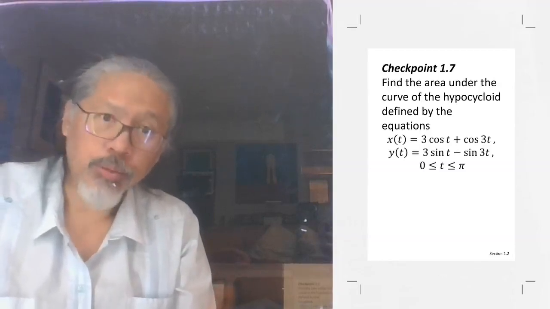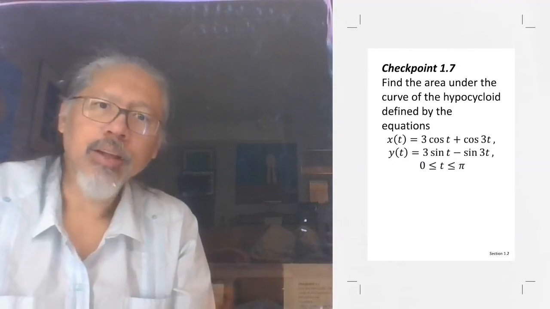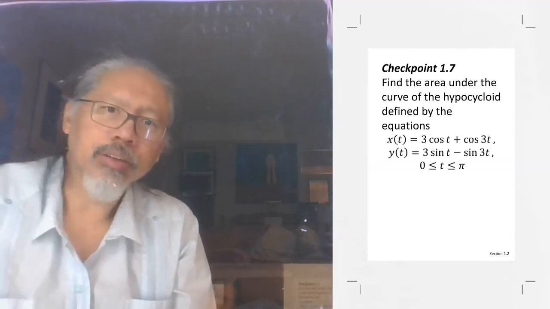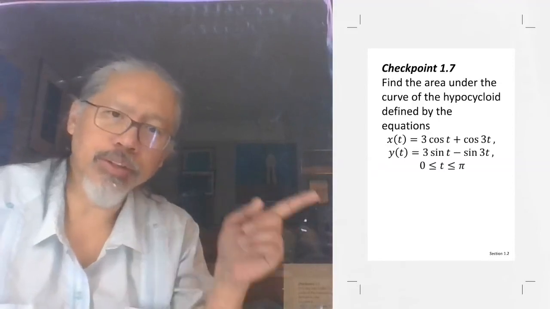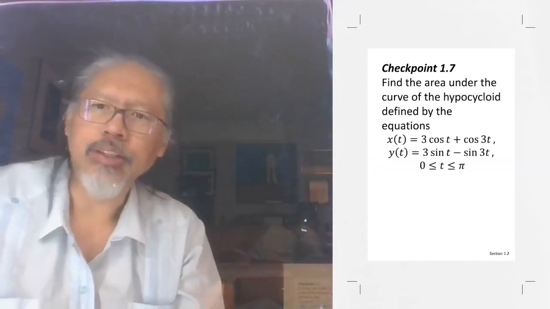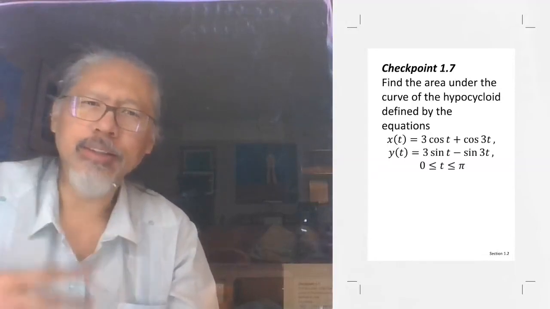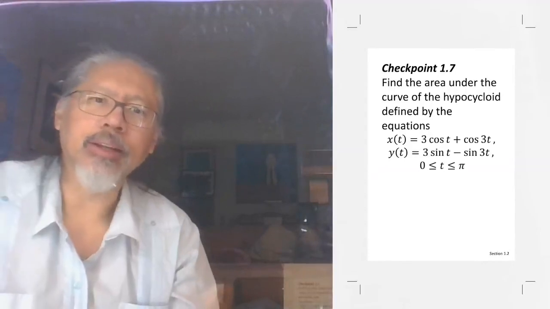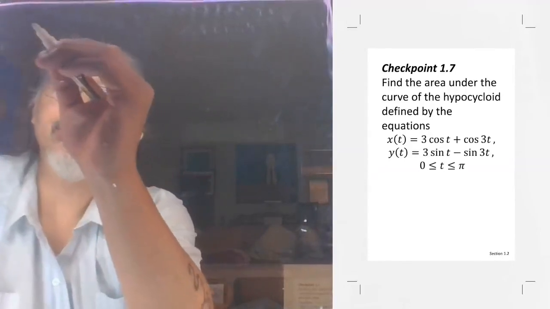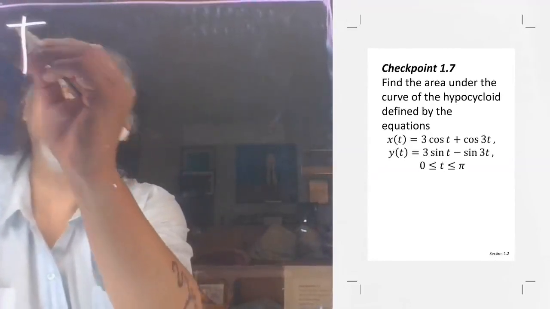We're doing checkpoint 1.7. They want us to find the area under the curve of the hypocycloid defined by the equations, and there's the given equations over here. So let's see if we can work this out. It might be good to get an idea of what this thing might look like, and I think for this I'll start off with a short table.